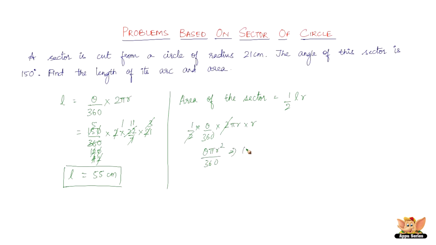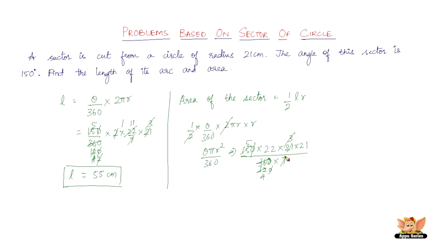So therefore we have 150 times 22 times r square, where r is 21. So 21 times 21 divided by 360 times 7. That's because the pi is 22 by 7, right? So 7 times 3 is 21. 3 times 120 is 360. And the zeros get cancelled.